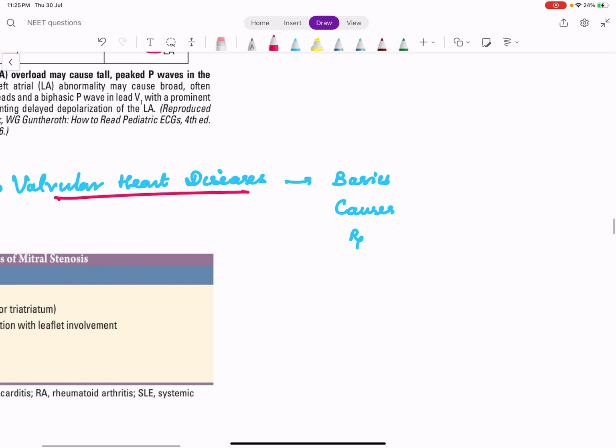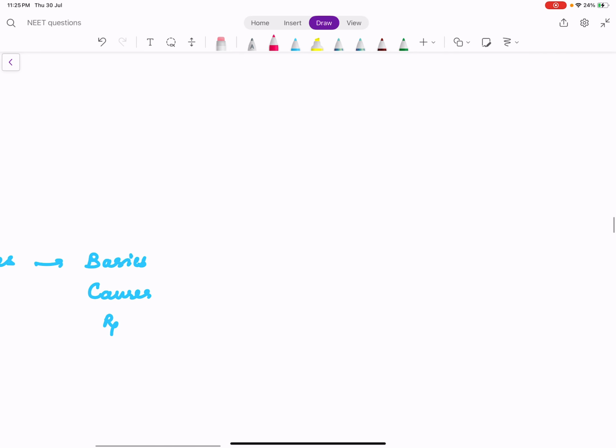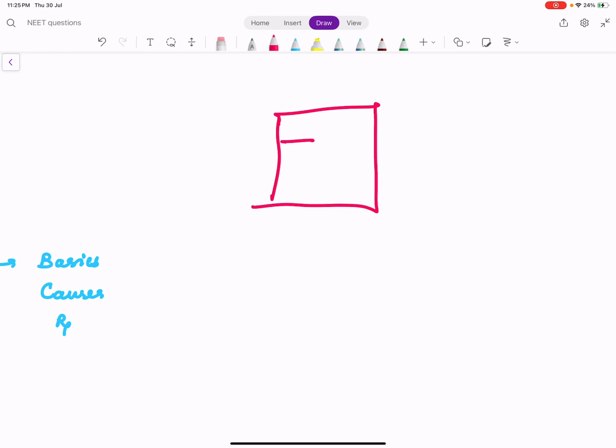So basics of valvular heart disease. So understanding the basics is simple. So you can draw the diagram of the heart, box diagram. This is right atrium, right ventricle, left ventricle. So tricuspid valve separates right atrium from the right ventricle. Right ventricle empties into the pulmonary artery.